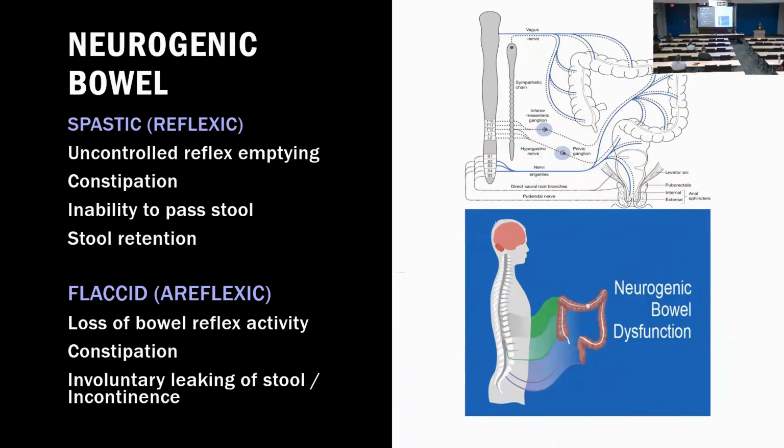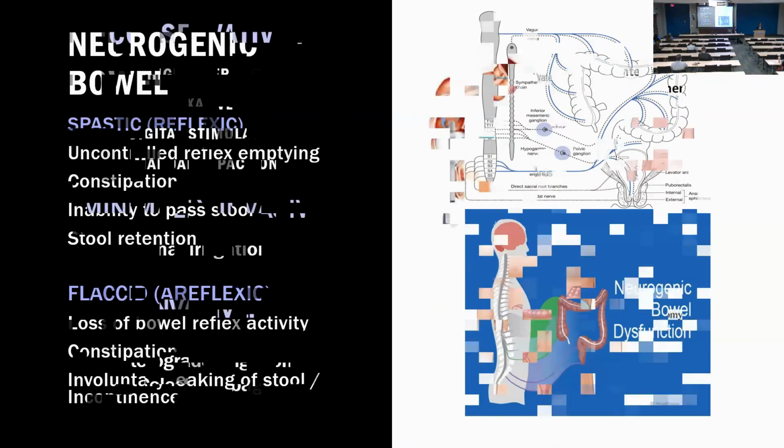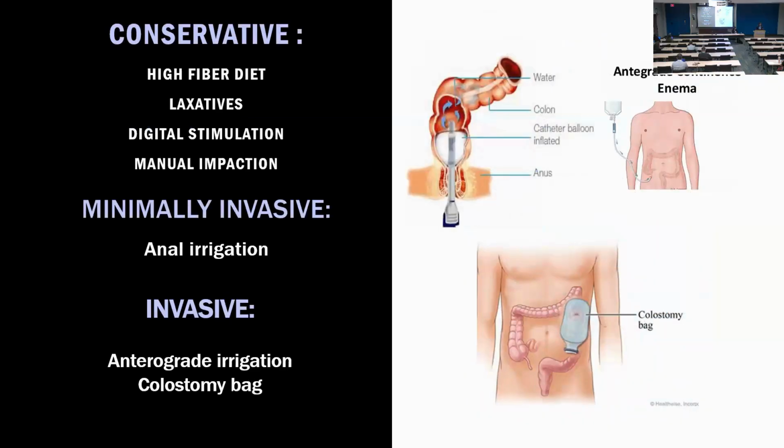Neurogenic bowel is the same concept. Any inflammation above T12 level, you'll have a spastic or reflexic bowel, and any inflammation below that level, you'll have a flaccid or areflexic bowel. Basically, the treatment is kind of the same. You have to have a good bowel regimen, high fiber diet, treating constipation, and then there are different minimally invasive options. There's anal irrigation. You can put a catheter inside and irrigate the stool to loosen it up, or you could have eventual surgery, which is a colostomy bag. If you've heard about that, it's like an external opening and everything is collected inside a bag.